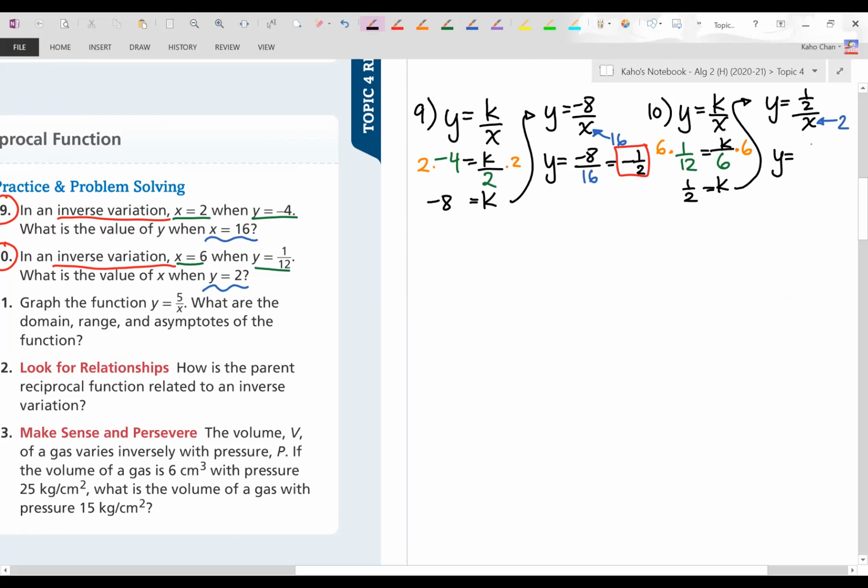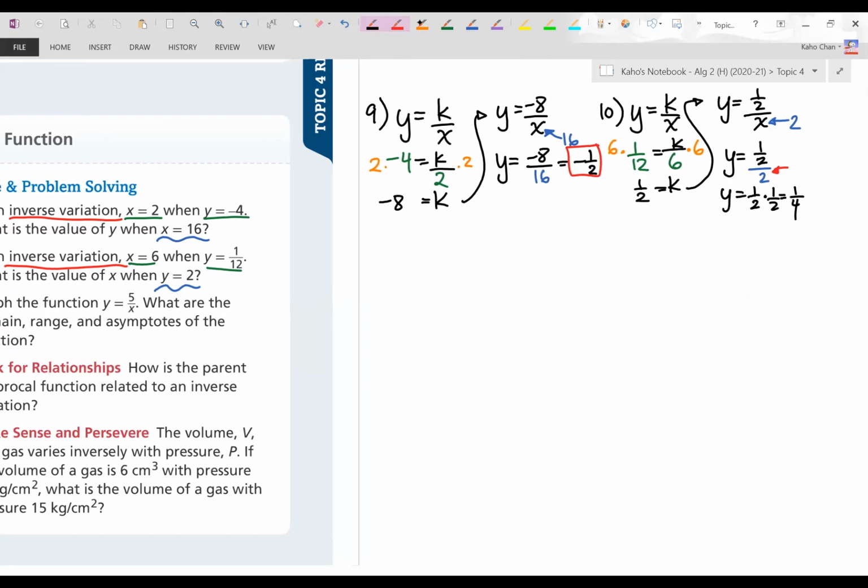Plug in the 2. Divide by 2. You need to multiply by the reciprocal, right? It's 1/2. And my answer is 1/4. Yay.